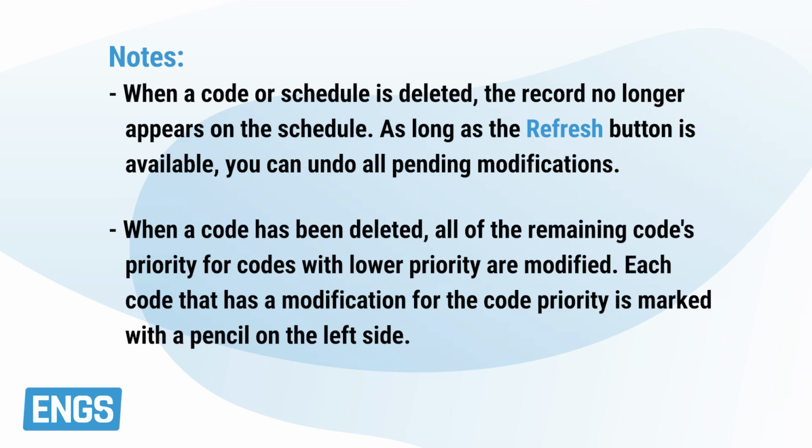When a code has been deleted, all of the remaining code's priority for codes with lower priority are modified. Each code that has a modification for the code priority is marked with a blue pencil on the left side.